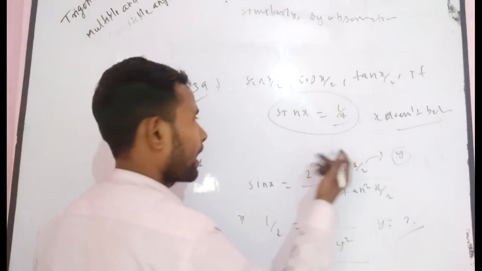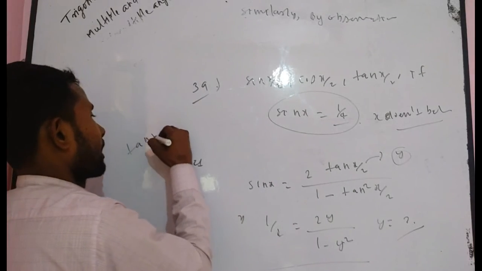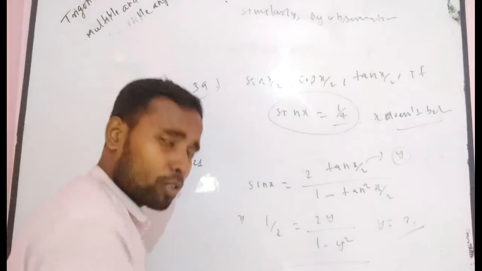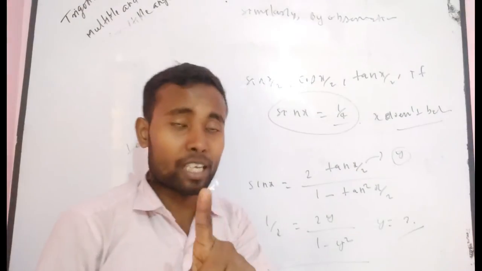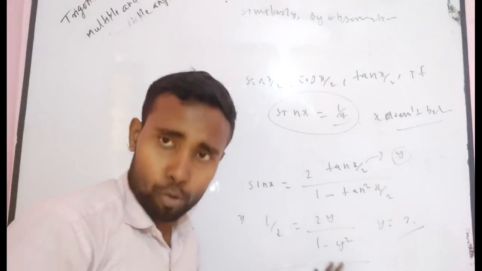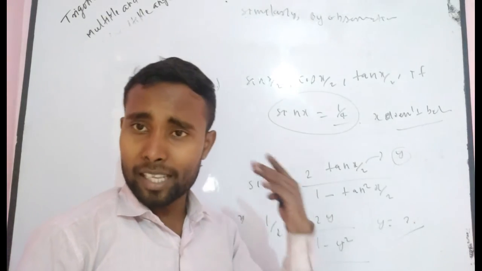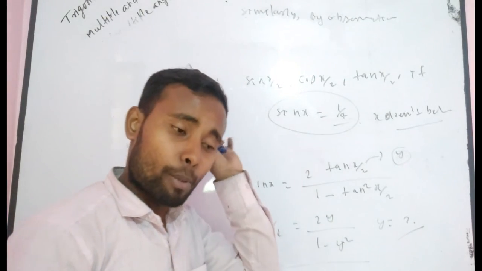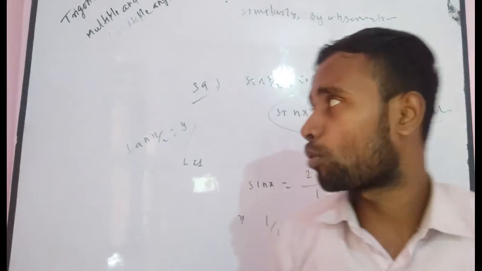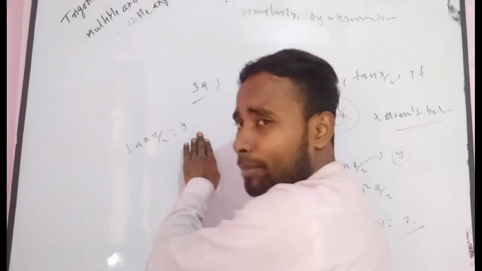Y will be tan x by 2. If you get tan x by 2 as y, it will be positive, so be careful here. From this expression, after cross multiplication you get a quadratic equation, and using Sridharacharya formula, x is equal to minus b plus minus root under b square minus 4ac divided by 2a, you get tan x by 2 is equal to y.